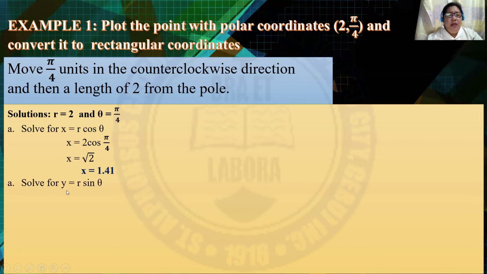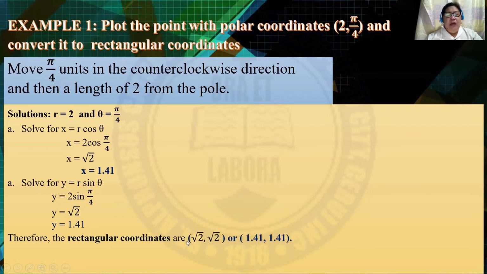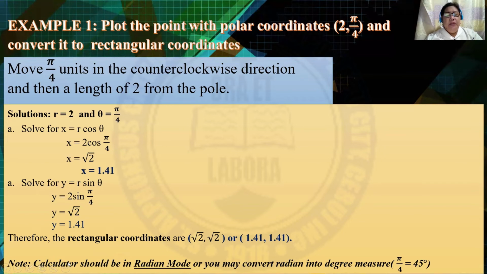Then solve for y equals r sine theta. So y is equal to 2 sine pi over 4, which is equivalent to square root of 2. And in decimal, 1.41. Therefore, the rectangular coordinates are square root of 2 and square root of 2, or 1.41 and 1.41. Take note, the calculator should be in radian mode, or you may convert radian into degree measure. Pi over 4 is simply equivalent to 45 degrees.